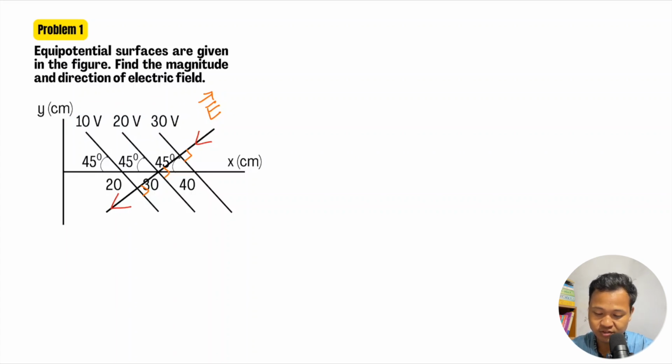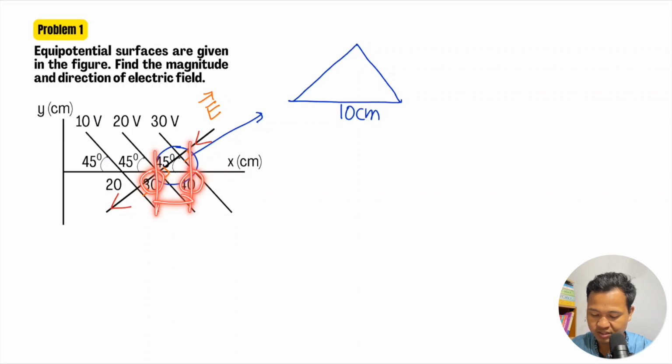Next, the magnitude. I'll zoom in on this. You have a right triangle. The distance here is 10 centimeter. And then you're given this angle, which is 45 degree.